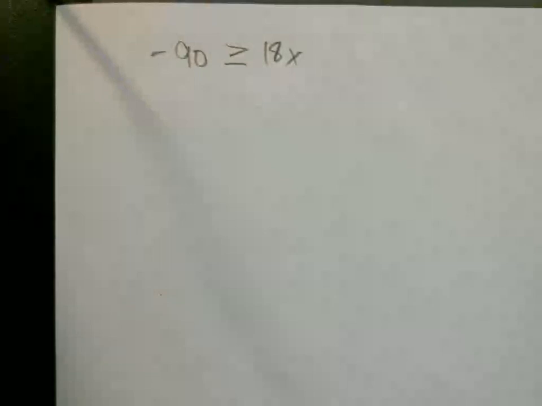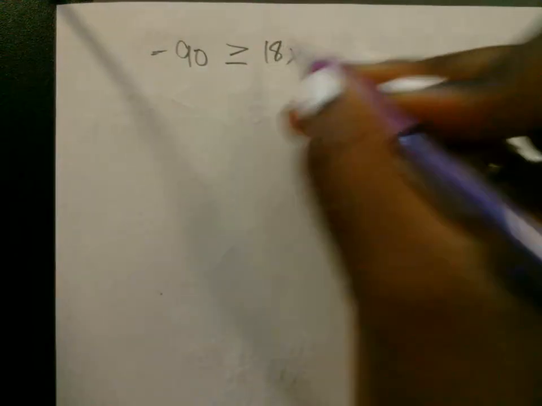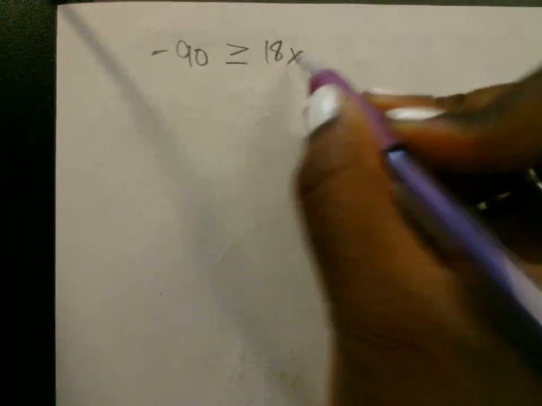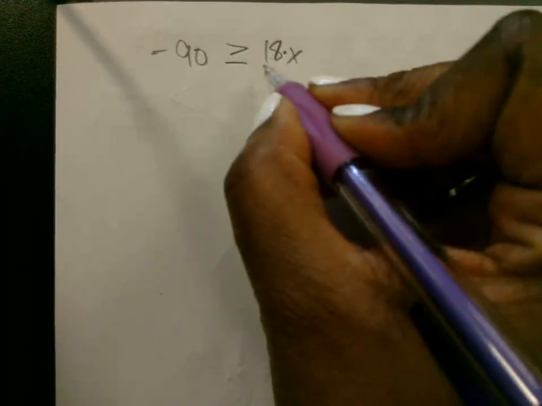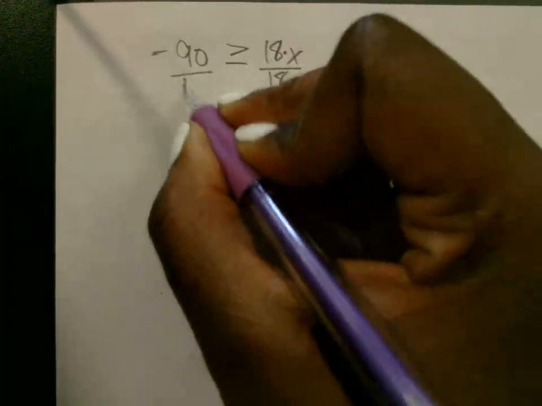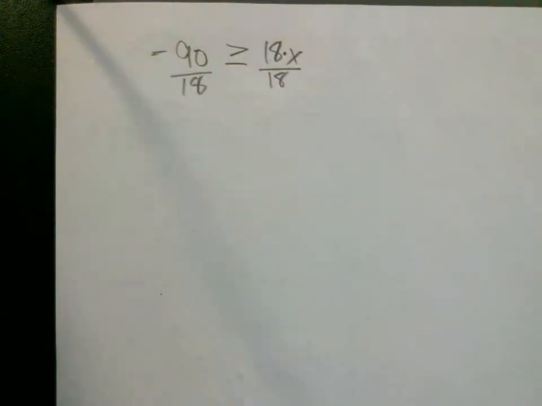I'm going to do the first one. The first one is negative 90 greater than or equal to 18x. All right, how am I going to get x by itself? How do I get rid of the 18? What operation is between 18 and x? Multiplication, so you are going to divide. So we're going to divide both sides by positive 18.